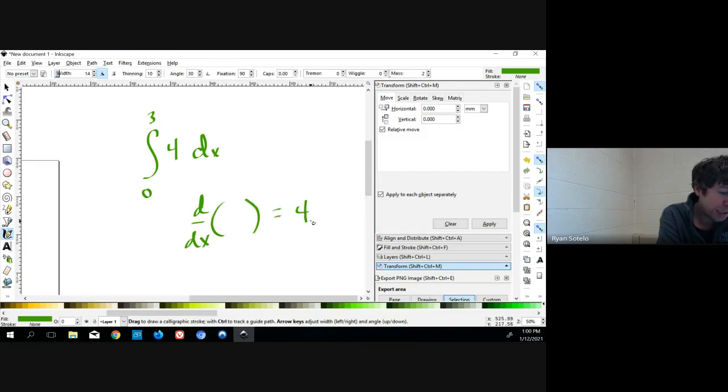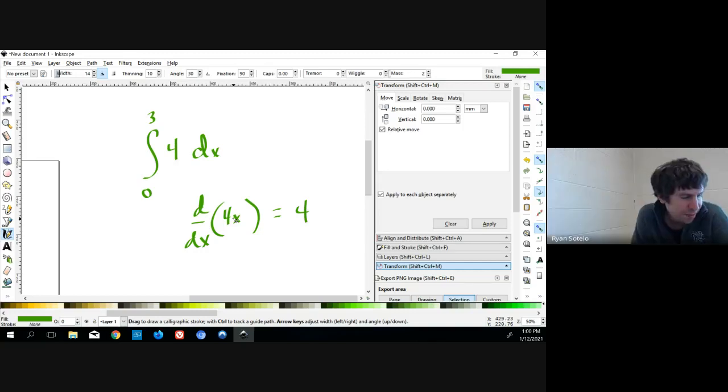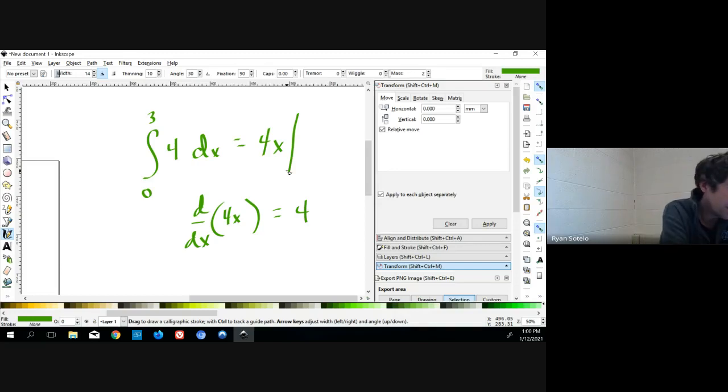That gives me 4 as an answer. 4x, right? Perfect. Does that make sense? So that means this will give you the value 4x. And then we sort of write, sometimes they just put a bar at the side if it's one term. If it's more than one term, they'll put square brackets. But then they put the limits of integration here.